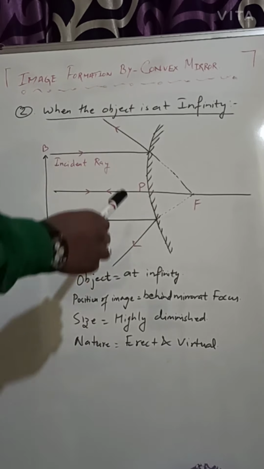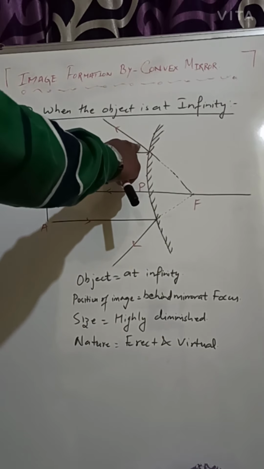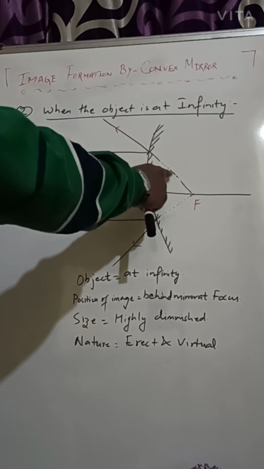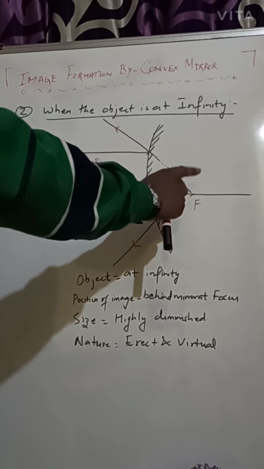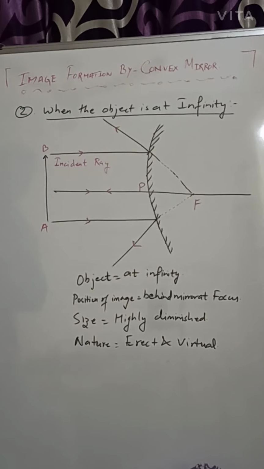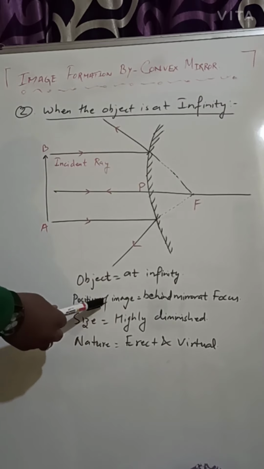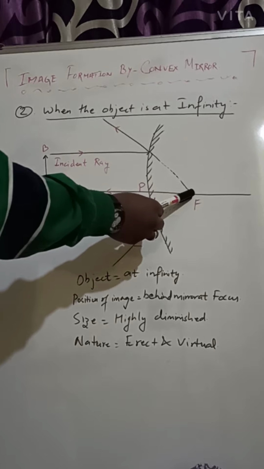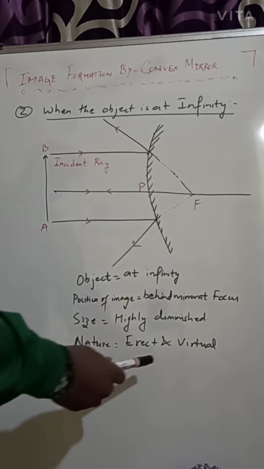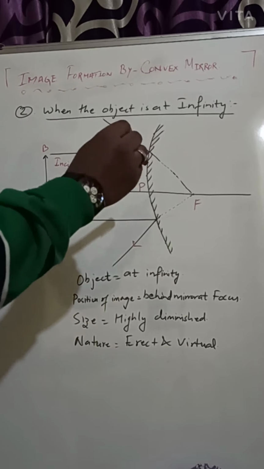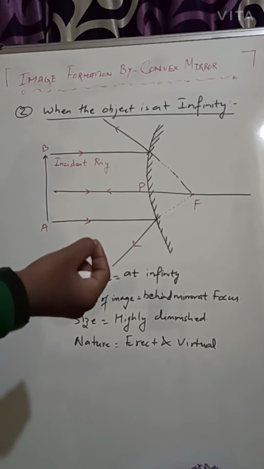The image formed is obviously behind the mirror. When we extend the reflected rays, both rays intersect at this point. So this is your focus, and the image is formed at this point only. Clear? So in this case the object is kept at infinity. The position of the image is behind the mirror and at the focus, at this point. The size: since the image is formed at the focus point, it is highly diminished, an extremely small point image.